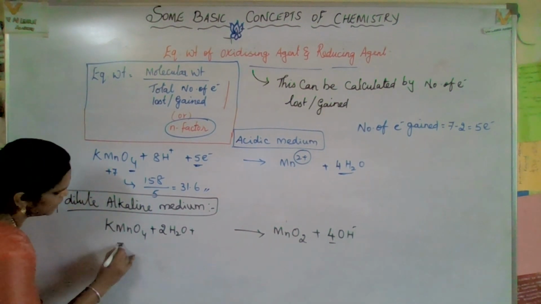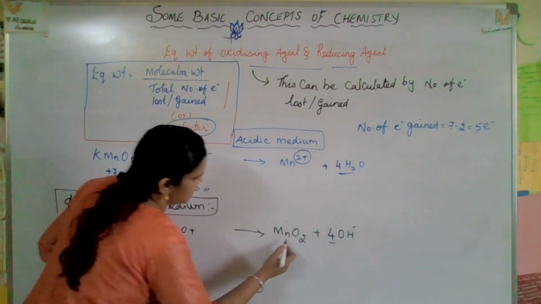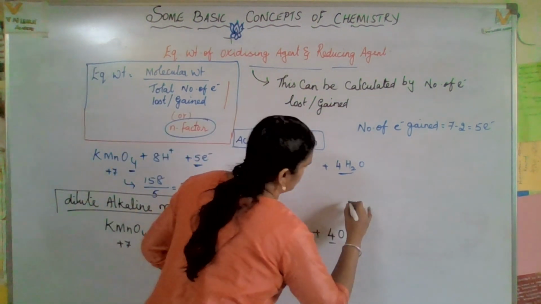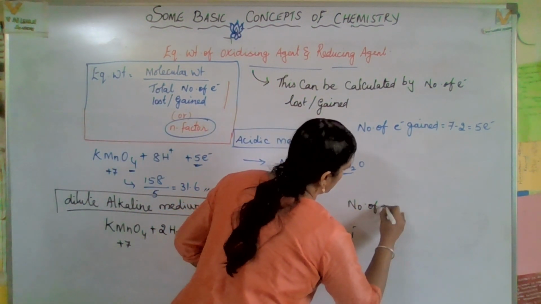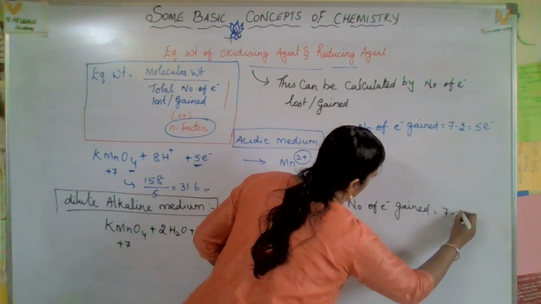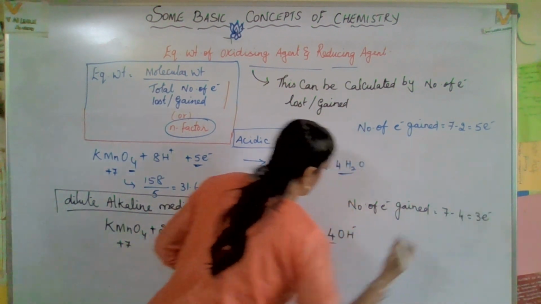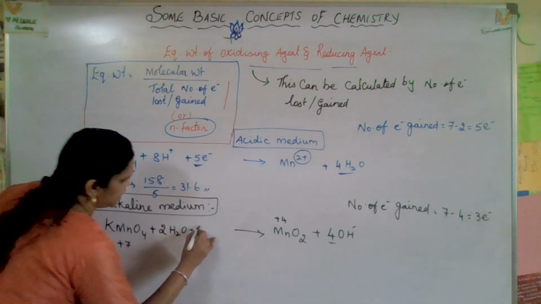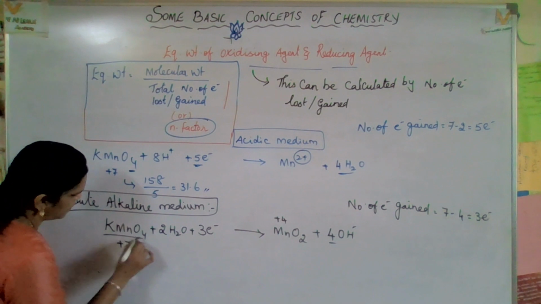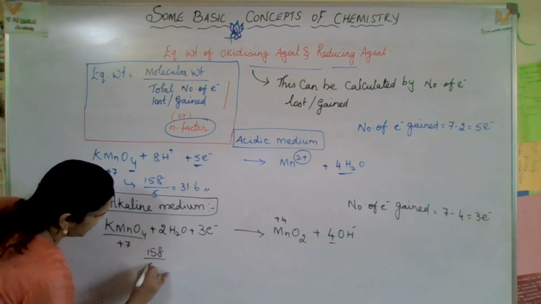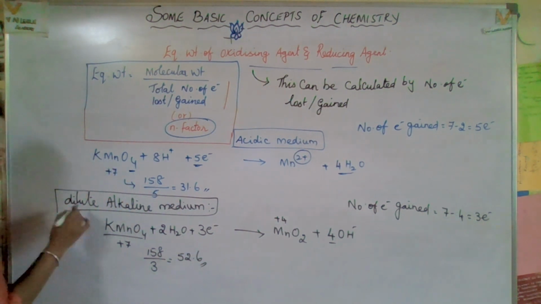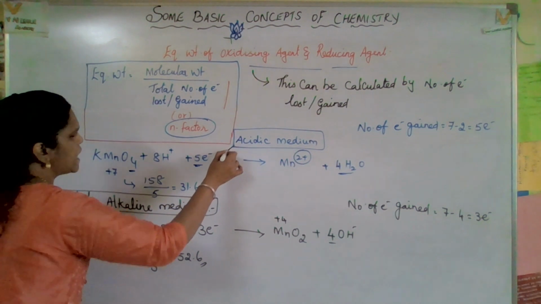And the number of electrons gained: here the oxidation number is +7, and in MnO2 it is 4 minus 4, so here +4. So the number of electrons gained equals 7 minus 4, you will get 3 electrons, right? Now 3 electrons means here you will provide 3 electrons. Now the molecular weight of KMnO4 is 158 divided by 3, so you will get 52.6. So this is dilute alkaline medium and this is acidic medium.